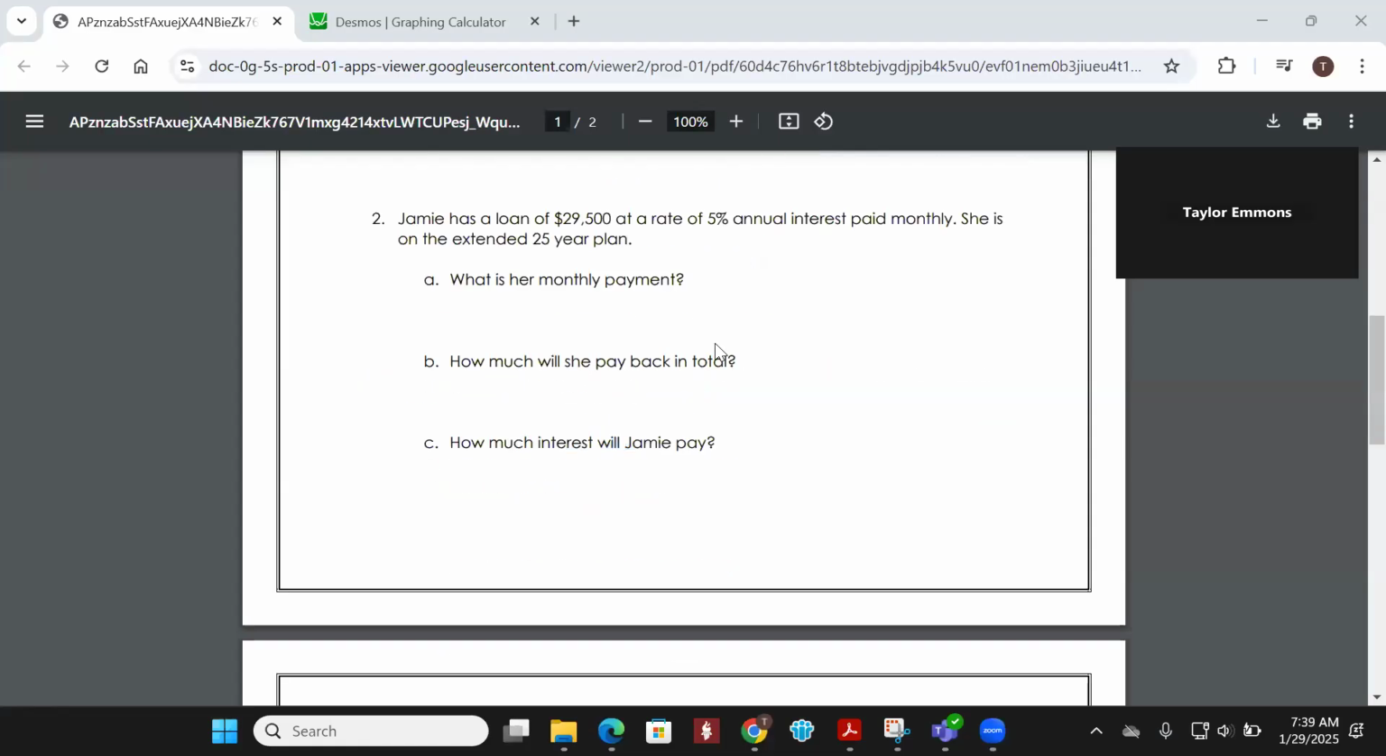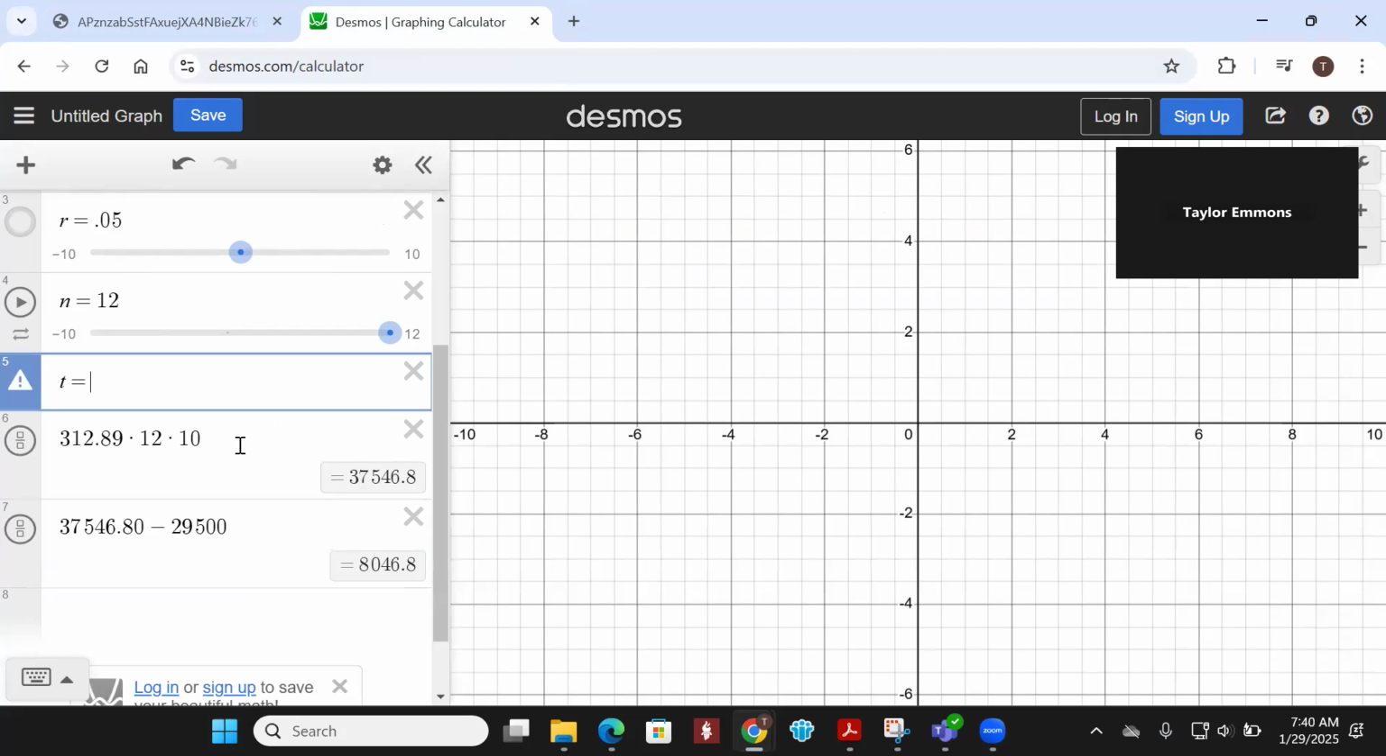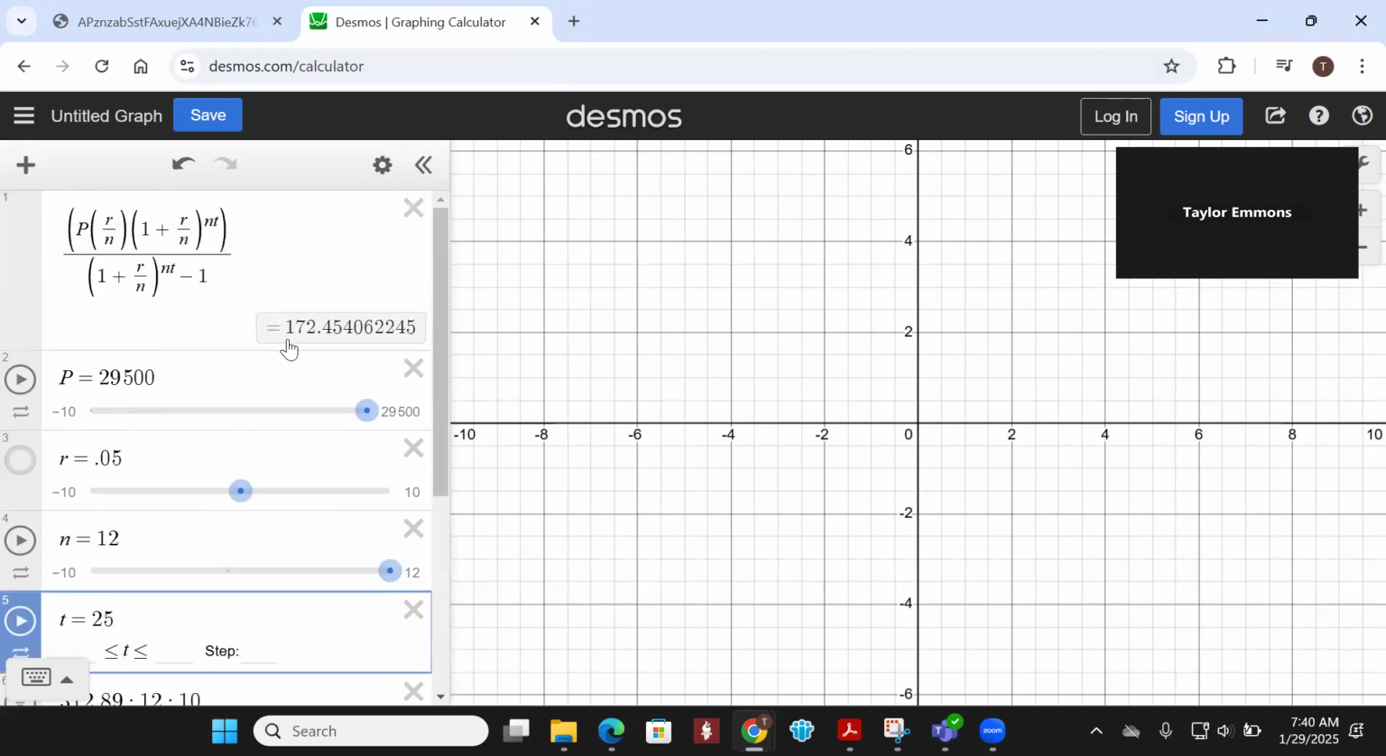So, okay, let's go ahead and talk about number 2. Number 2 is that Jamie has a loan of $29,500, rate of 5% annual interest, paid monthly, and she has extended it to a 25-year plan for monthly payment. So the only difference between the last one and this one is the years, right? Okay, so we're going to come in here and change this to 25. Your monthly payment is going to be $172.45.